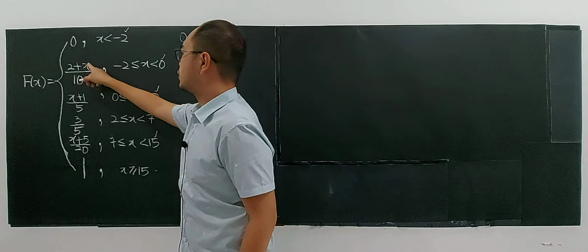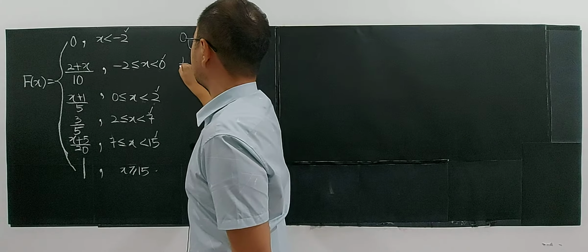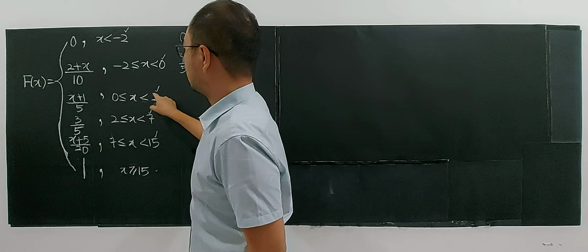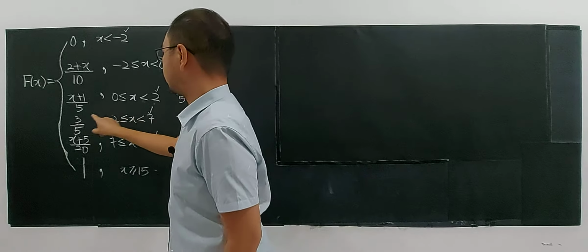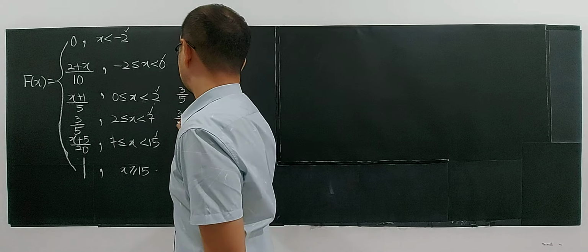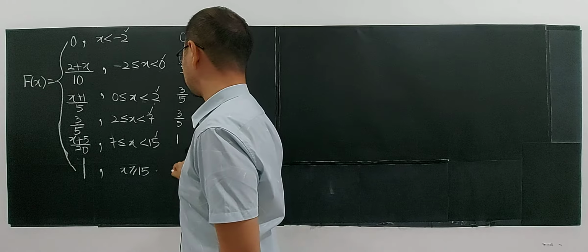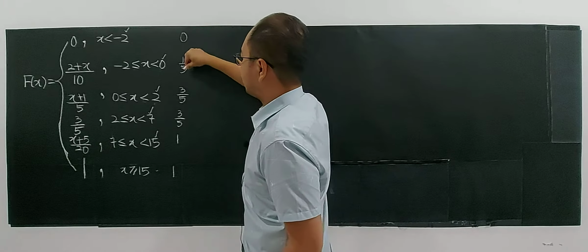Observe. When you put 0 here, you're getting 1 over 5. When you substitute 2, you're getting 3 over 5. When you substitute 7, you're still getting 3 over 5. So you're getting 1, and this is also 1. So which is the first value?